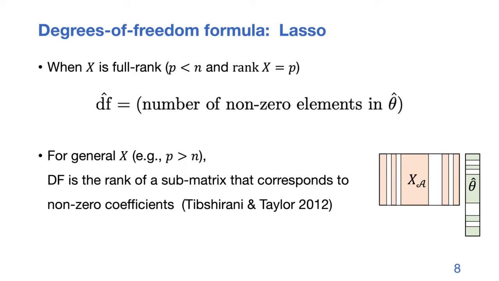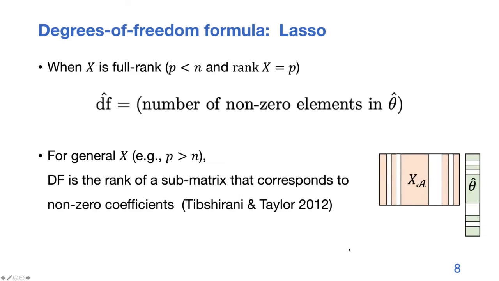This is very simple because once we obtain the lasso solution, we can calculate the degrees of freedom by just counting the non-zero values. And for general X, including high dimensional cases, the degrees of freedom is the rank of the submatrix that corresponds to the non-zero coefficients. So this is again very easy. This result was proved by Tibshirani and Taylor.